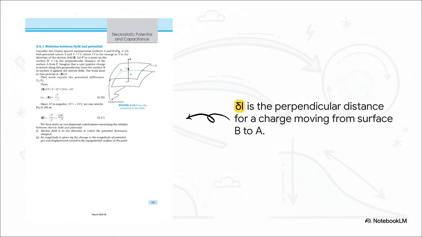Okay, one last little piece of the puzzle here. That distance labeled delta L. What's that? Well, that's just the shortest possible path between our two surfaces.